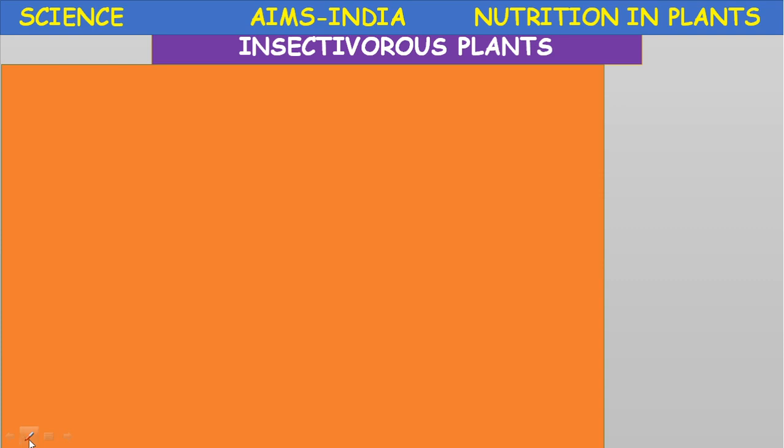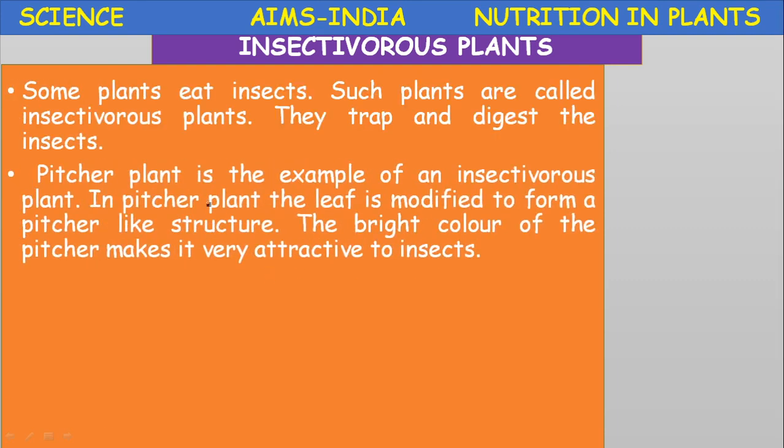Insectivorous plants, the name itself is indicating insectivorous, means the plants which feed on insects. Some plants eat insects, so such plants are called insectivorous plants. They trap and digest the insects. Pitcher plant is the example of an insectivorous plant.